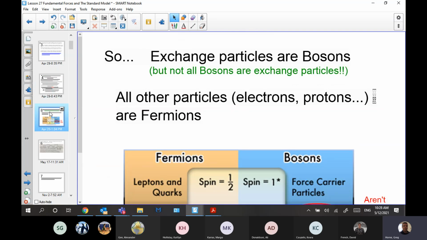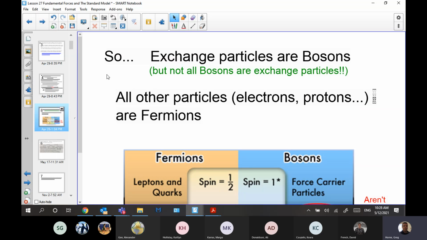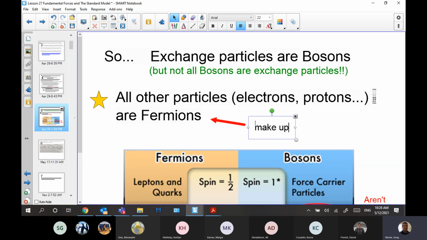Let's keep going for a little bit. So exchange particles, if you're jotting down any kind of notes to help yourself remember this, basically remember exchange particles are bosons. Now just to clear up any confusion that I've certainly had anyways, not all bosons are exchange particles. It's just that exchange particles are in that category. So you have some bosons that aren't exchange particles also. All other particles, electrons, protons, things like that, they're fermions. So fermions are the stuff that makes up the universe that we see. Fermions are the category of particles that make up the stuff we see.